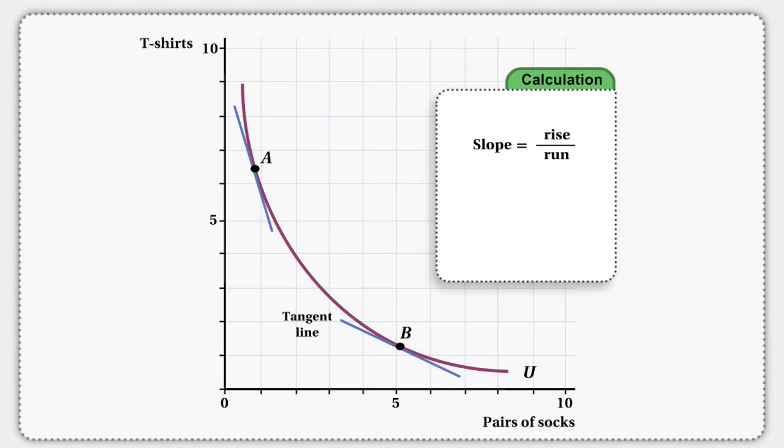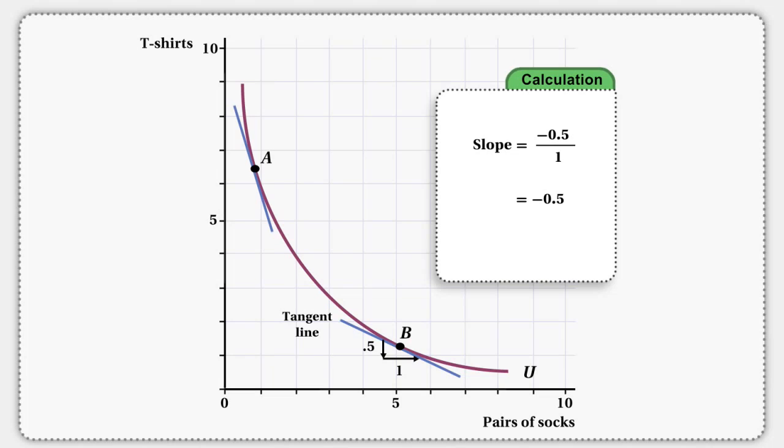First, we'll find the rise of her tangent line, which is -0.5. Then we'll find the run, which is 1. The slope of this tangent line is then -0.5 over 1, or -0.5. Thus, we know that Sarah would be willing to trade a half of a t-shirt for 1 pair of socks at point B.